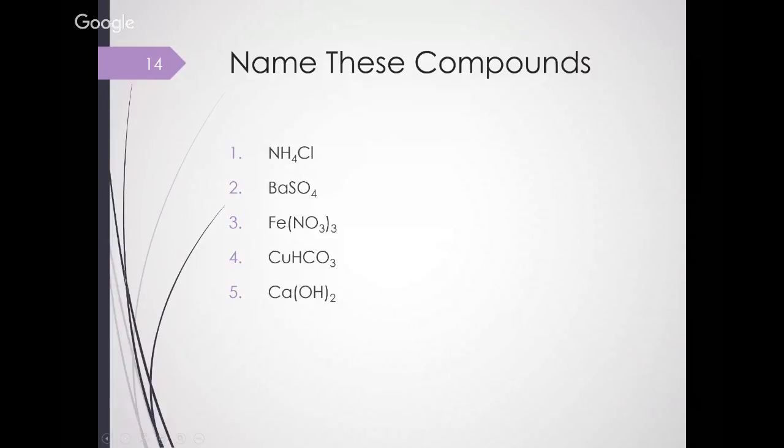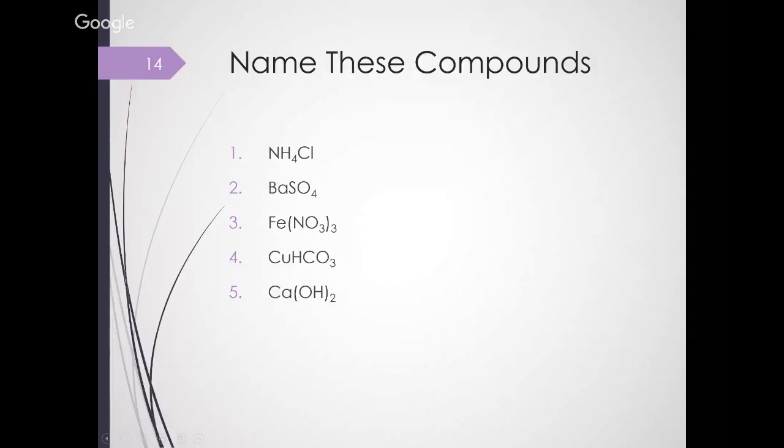I look and I see the first element I come to is iron. Iron is a transition metal, so it takes a special charge. I figure out what my charge is by looking at the subscript over here and doing the opposite, crisscross. So iron is a +3. This is a special group called nitrate. So I would say iron, parentheses, Roman numeral 3, nitrate.